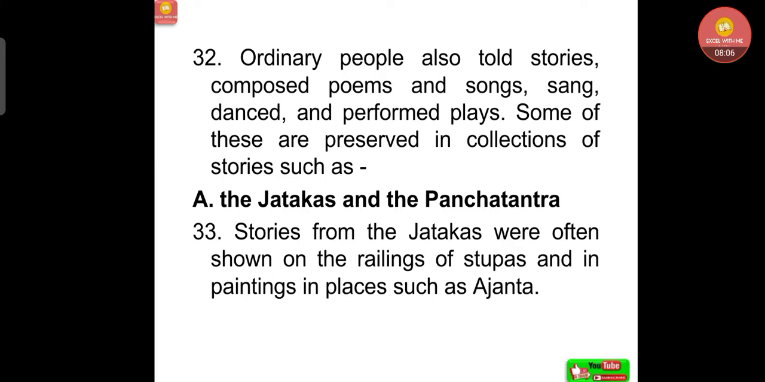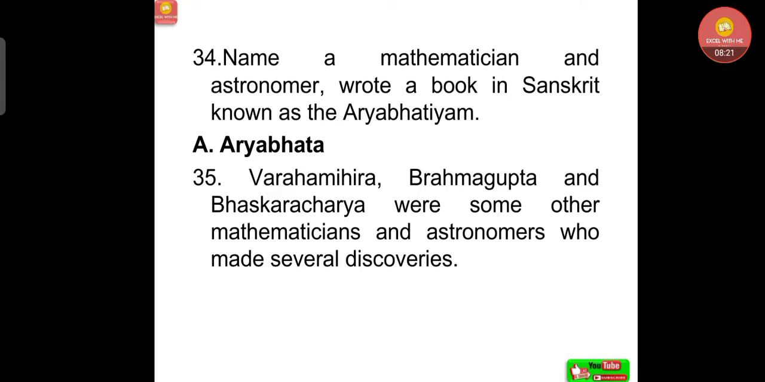Some of these are preserved in collections of stories such as the Jatakas and the Panchatantra, very popular. Stories from the Jatakas were often shown on the railings of stupas and in paintings in places such as Ajanta. Now name the mathematician and astronomer who wrote a book in Sanskrit known as the Aryabhattiyam. That was Aryabhatta. Now Varahamihira, Brahmagupta and Bhaskaracharya were some other mathematicians and astronomers who made several discoveries.